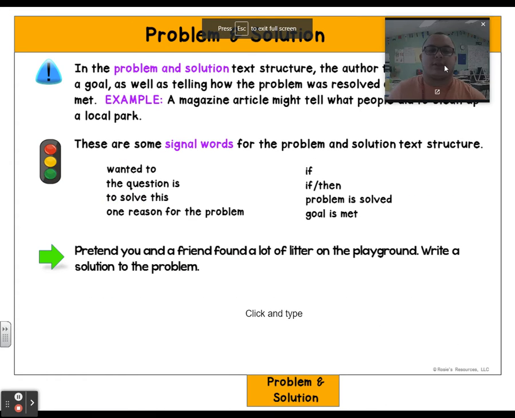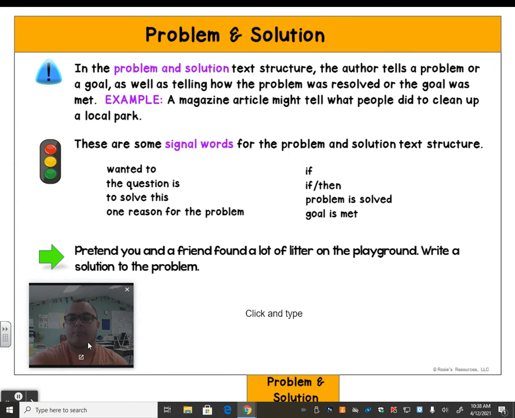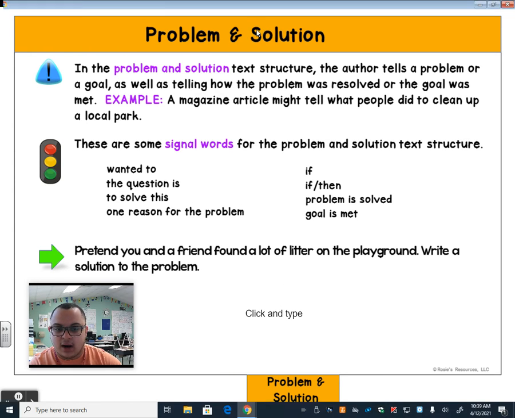Next, we talk about problem and solution. We haven't really talked about problem and solution much for this specific standard, but we have talked about it in the past. With problem and solution, the author tells a problem or a goal, as well as telling how the problem was resolved or the goal was met. For example, a magazine article might tell what people did to clean up the local park. These are some signal words for problem and solution text structure: the question is, to solve this, one reason for the problem, if then, problem is solved, goal is met.